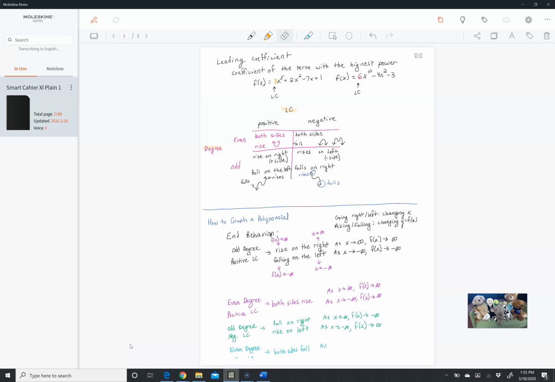So as x approaches infinity, as we go to the right, f of x approaches negative infinity, we fall. And as x approaches negative infinity, we go to the left, f of x also approaches negative infinity. We fall. So we can recreate this chart that we have up here. We can recreate it, only this time, we're going to use this terminology. Okay, so let's do that so that you have it.